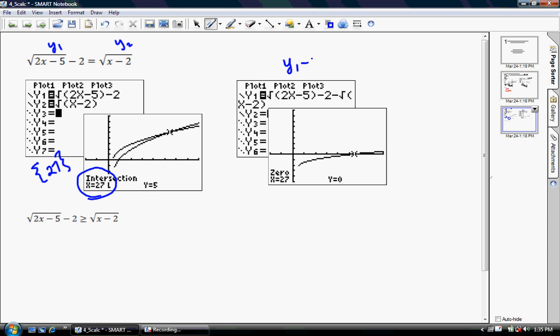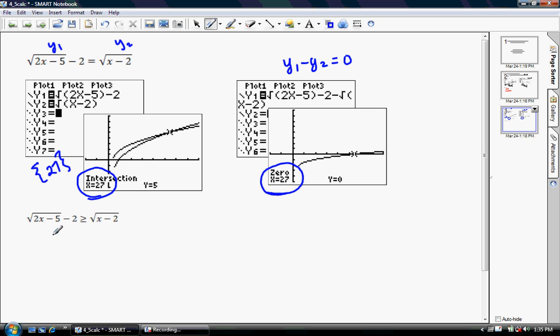Now using the x-intercept method, I entered y1 minus y2, and I'm trying to find out where that is equal to 0. Notice how I did that. The square root of 2x minus 5 minus 2 was my original function, and then I just subtracted off the square root of x minus 2. Then I graphed it and used the 0 function, second trace 2, left bound, right bound, guess, and I found my 0 is 27.